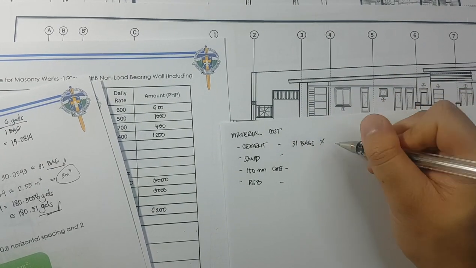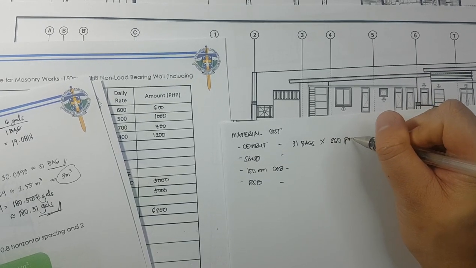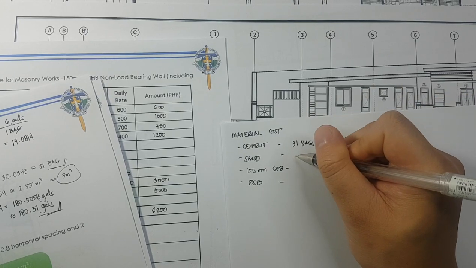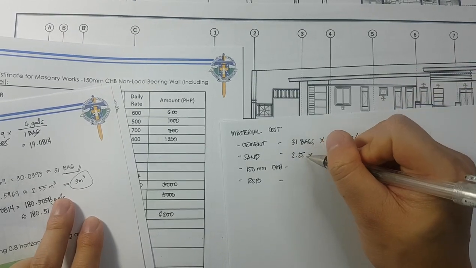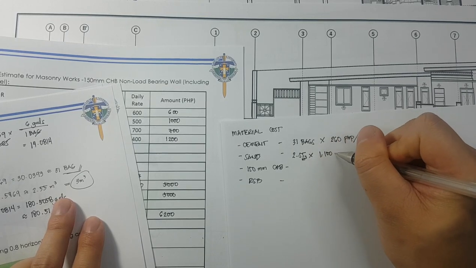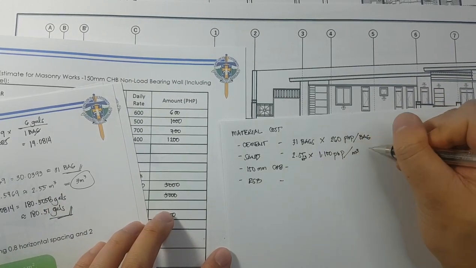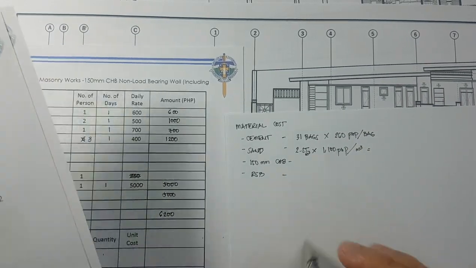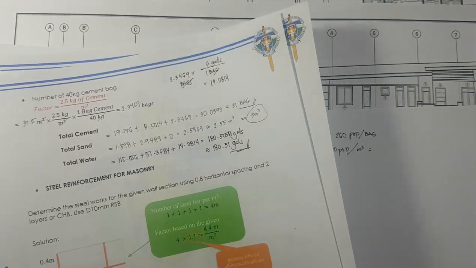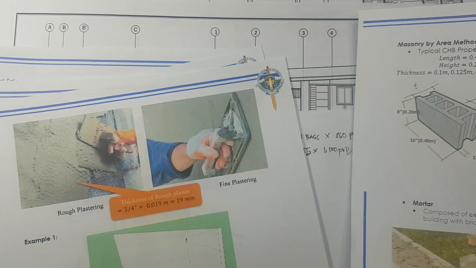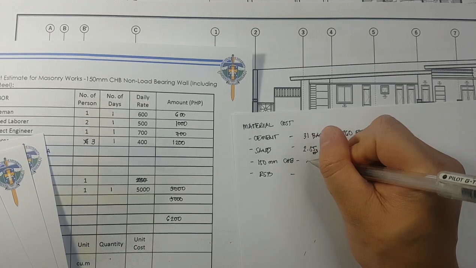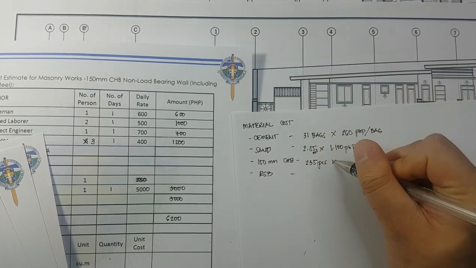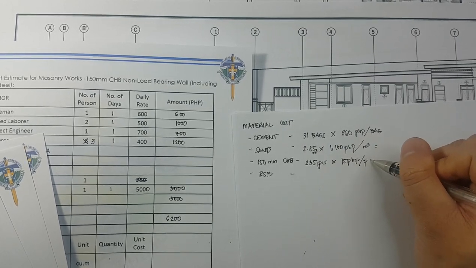Okay, 31 bags times how much per bag? Let's say 260 pesos per bag. Then for the sand, how much sand do we have? 2.55 cubic meters times 1,100 pesos per cubic meter. Then for 150 mm CHB, how many CHB did we compute? For the CHB, we were able to solve 235 pieces. Okay, so 235 pieces times 15 pesos per piece.